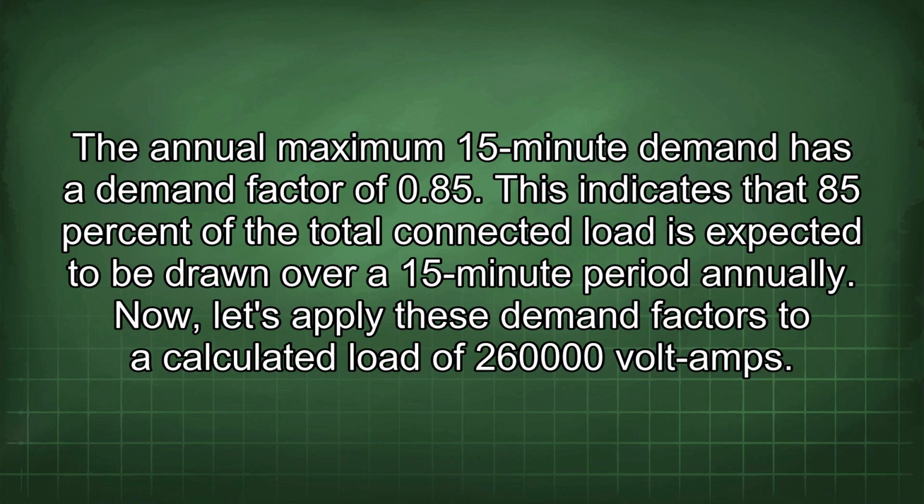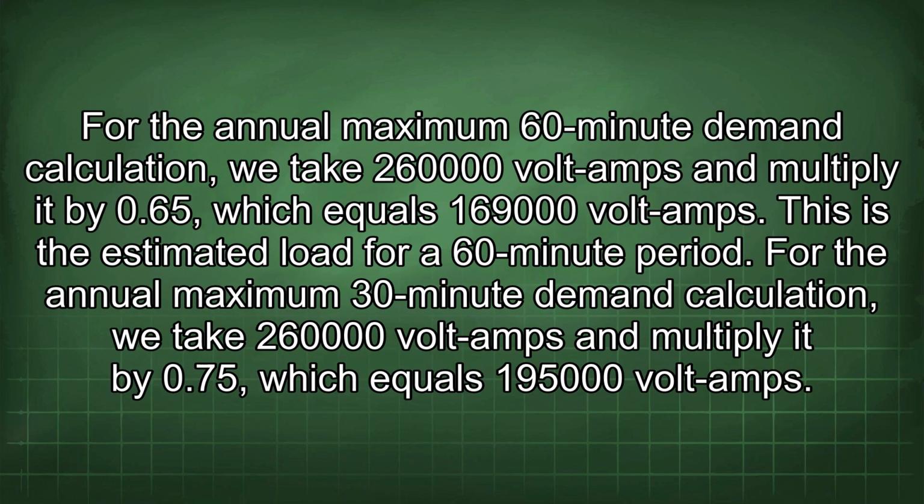Now, let's apply these demand factors to a calculated load of 260,000 volt-amps. For the annual maximum 60-minute demand calculation, we take 260,000 volt-amps and multiply it by 0.65, which equals 169,000 volt-amps. This is the estimated load for a 60-minute period.